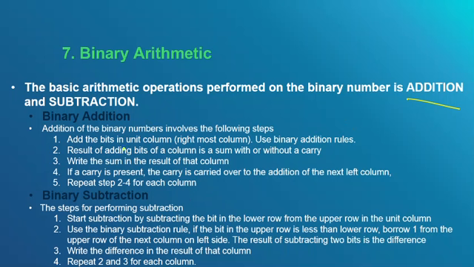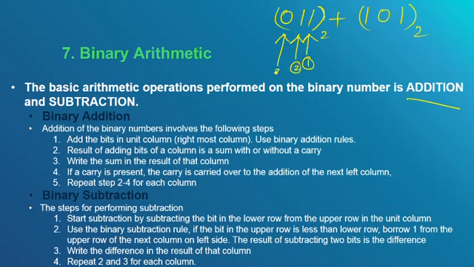Each bit in a unit column, from the rightmost towards the leftmost, will be added using the binary addition rule. Simple. For example, if it is 101 which has to be added with 11, this is how I have to add two binary numbers. So what is a unit column? This is the first unit column, this is the second unit column, this is the third unit column. So this is 1, this is 2, this is 3.